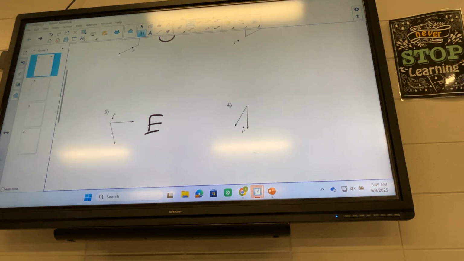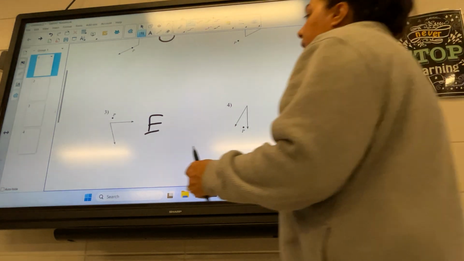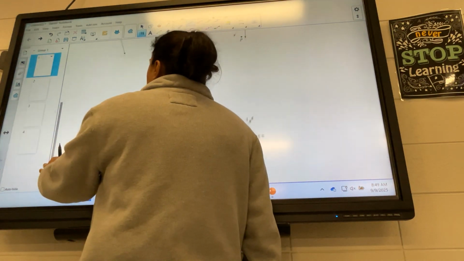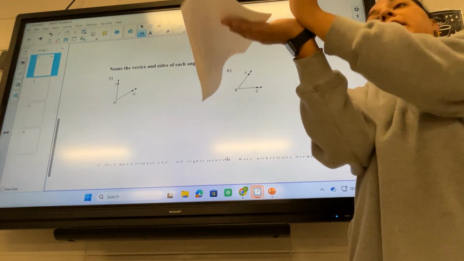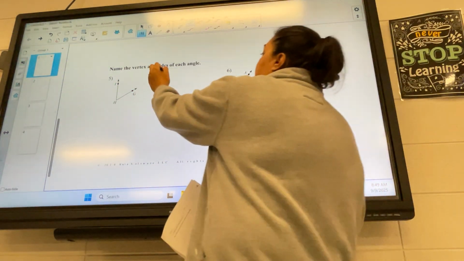Okay, number 5. It says name the vertex. Which one is the vertex? H. Okay, so the vertex is going to be that connecting joint in between that alligator mouth. Okay, so the vertex is H.